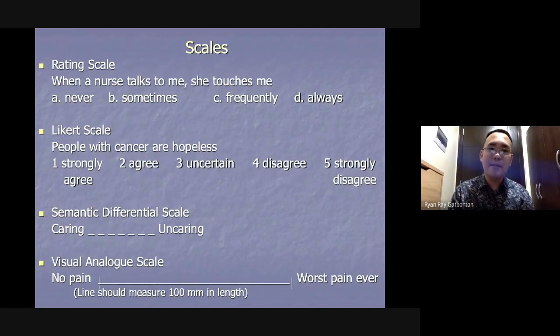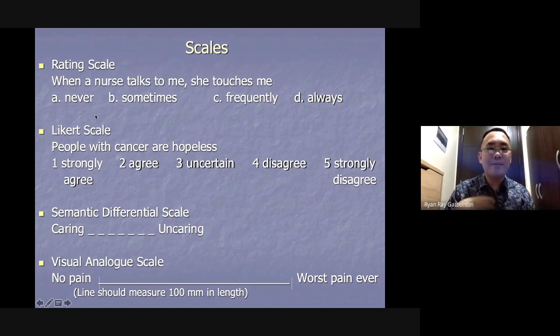Now, scales can be in different forms as well. When we say rating scales, these are scales na we try to answer along a continuum of responses, sometimes an increasing continuum. So, for example, when the nurse talks to me, she touches me. You're given the choice of A, never, B, sometimes, C, frequently, D, always. Okay? So there's an increment, as you can see, and also there are categories in increasing order. So that's a rating scale.